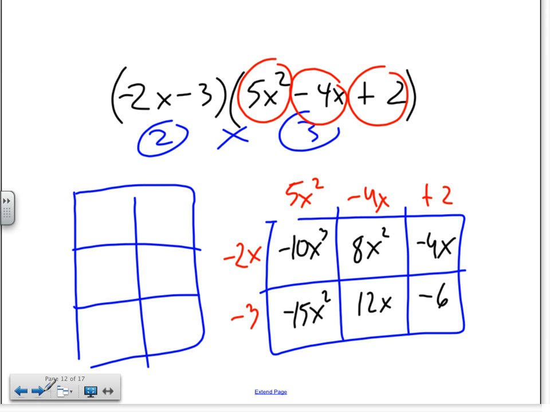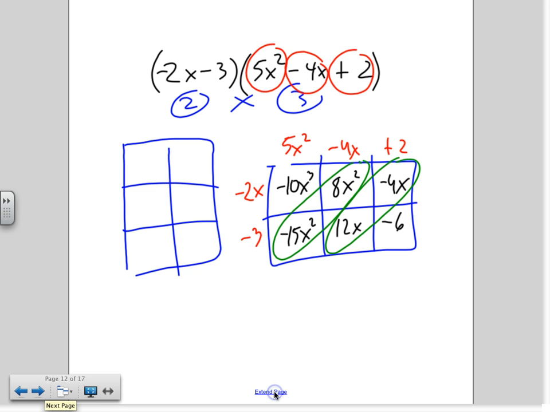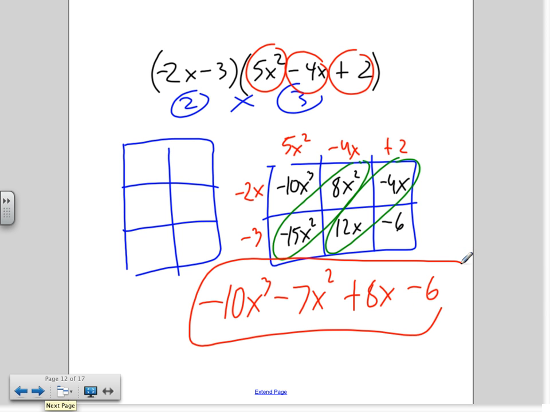Okay. And now, remember I reminded you to look diagonally. Because sometimes, or most of the time anyway, when you look diagonally, you'll see like terms. Watch. See that? This is the reason why I like the box better, because it's already organized for you. So if you look at that, let's finish our thing here. Starting from left to right, we have negative 10x to the third. And then the first like terms is going to give you what? Negative 7x squared. This one? Positive 8x. Last one is negative 6. And there we have it.